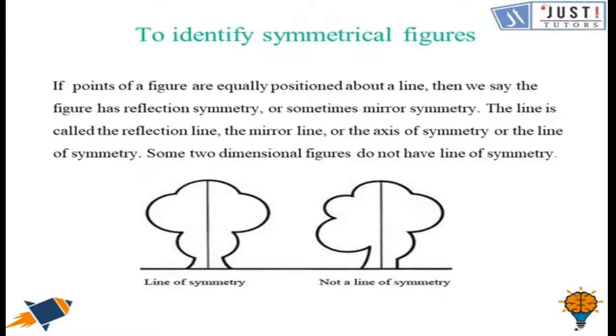Now let's learn how we can identify symmetrical figures. If a figure can be folded or divided into halves so that the two halves match exactly, then such a figure is called a symmetrical figure. If I talk about this line here, this is called a line of symmetry because the given line divides the figure into two equal halves. Now if I talk about the next shape, there are no lines of symmetry that divide this figure into two equal halves, and that is why this figure is not symmetric.